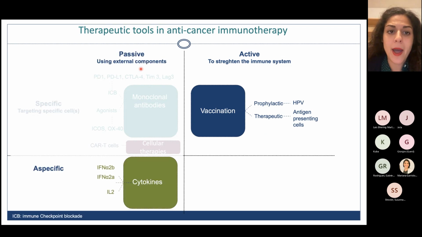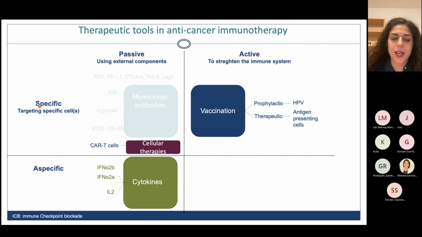You also have a passive strategy, meaning that this time it's not your own body that will produce all the molecules and cells that will fight against the cancer cells. It will be external components. So you have specific strategies. Basically, it's a cytokine that will just be produced to boost a global immune response, but these cytokines are not really effective in the anti-tumor field to treat cancer.